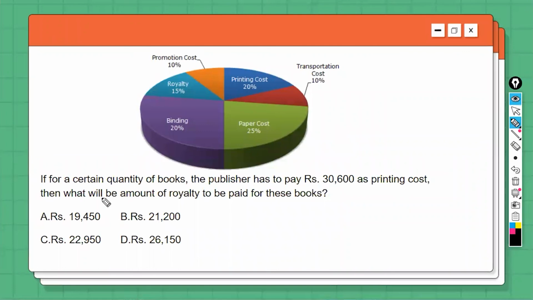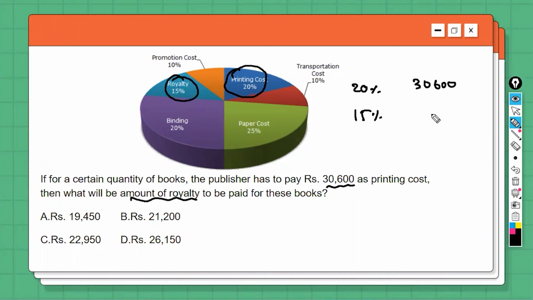See, the question is, if for a certain quantity of book, the publisher has to pay 30,600 as a printing cost. See, what is the printing cost here? 20%. So this 20% is how much? 30,600. And you are supposed to find what? What will be the amount of royalty? Royalty is how much? 15%. So 15% is how much?